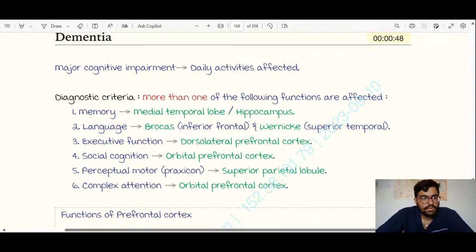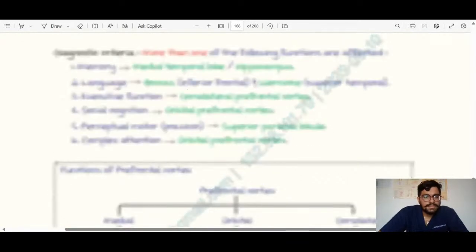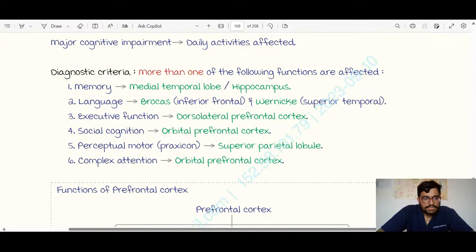What are the major cognitive impairments of daily activities affected in dementia? So, guys, you know the diagnostic criteria for dementia. More than one of the following functions are affected. These are six categories that are criteria, and if more than one of these categories is satisfied, it is diagnostic of dementia. So you can see memory, you can focus on this.